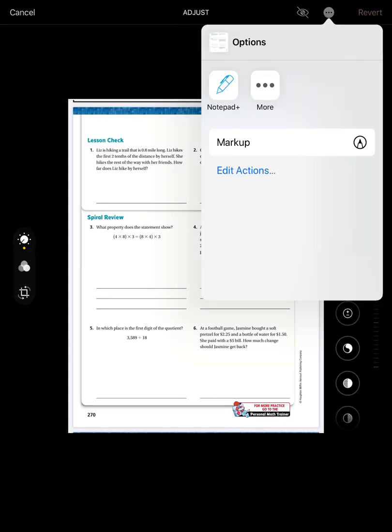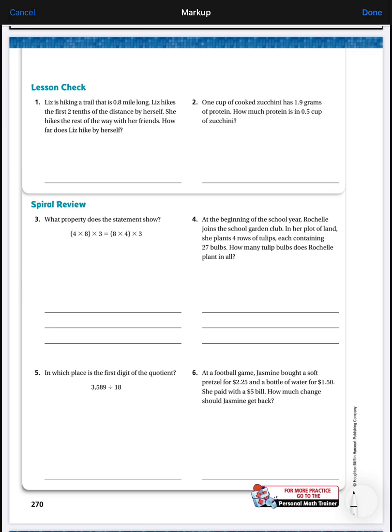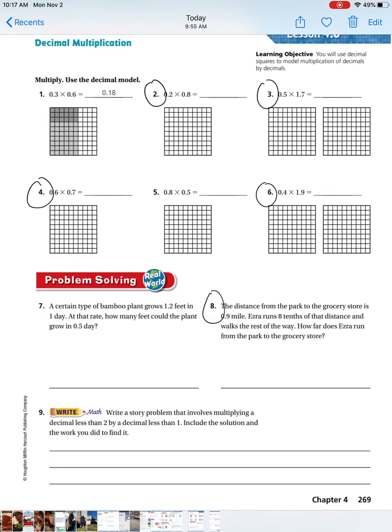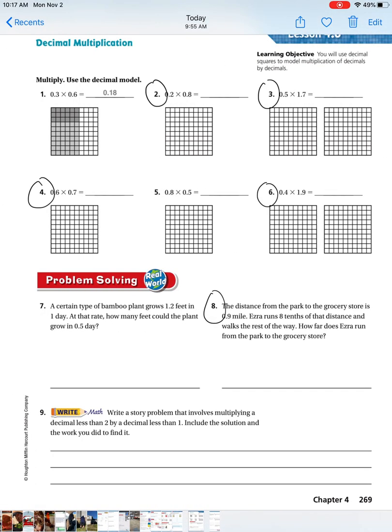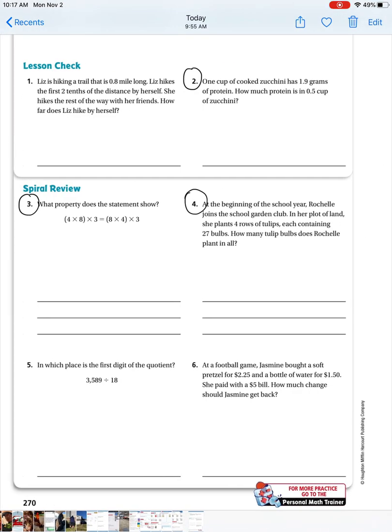Then on page 270, you are going to work on 2, 3, and 4. Okay, so on page 270, you're working on 2, 3, and 4. Okay, one more time. On page 269, you are working on 2, 3, 4, 6, and 8. And on page 270, you are working on 2, 3, and 4.